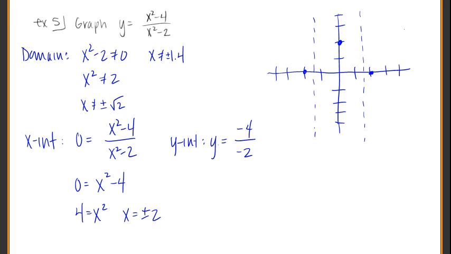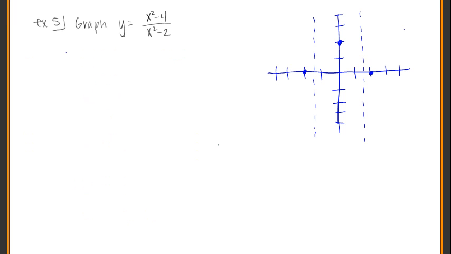Let me erase all this stuff, and let's come back now and start with our first derivative and our concavity and everything. With our first derivative, y prime equals the bottom times the derivative of the top, minus the top times the derivative of the bottom, all over the bottom squared. I'm saying it, but I'm not writing it.